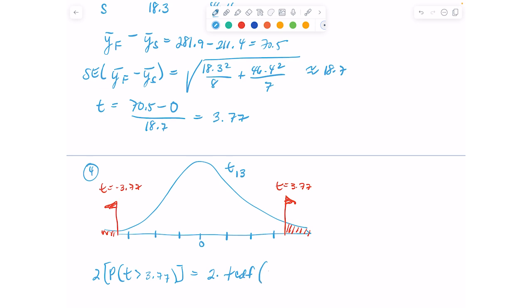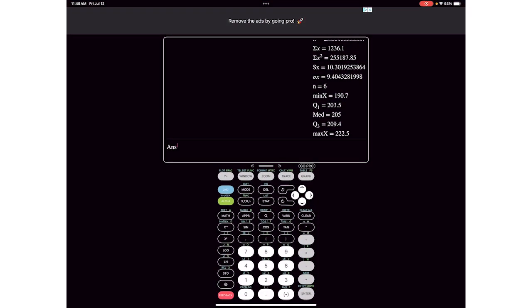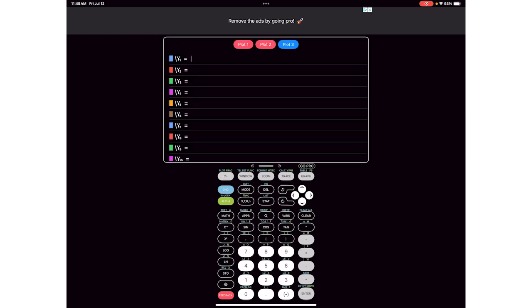And then I've got my lower bound, which is 3.77, my upper bound, which is 100, and my degrees of freedom is 13. Okay, so I'm going to do 2 times, and then second vars, number 6.